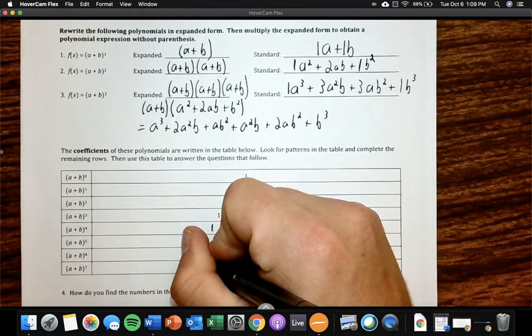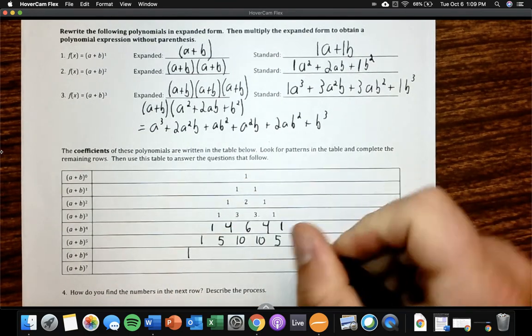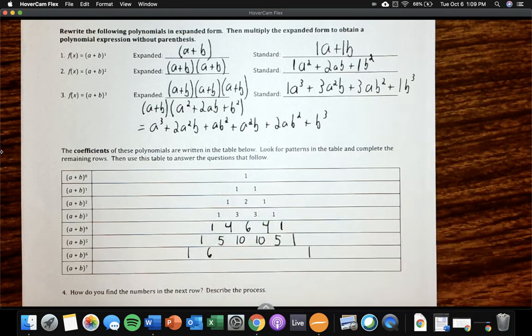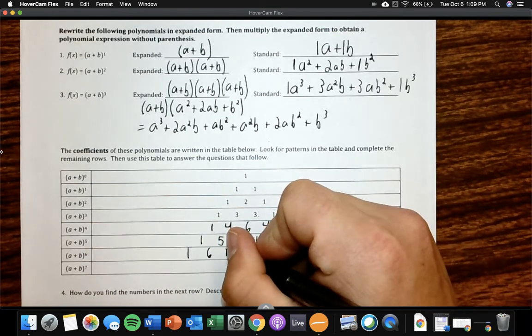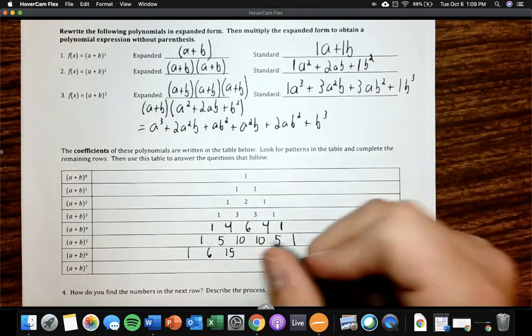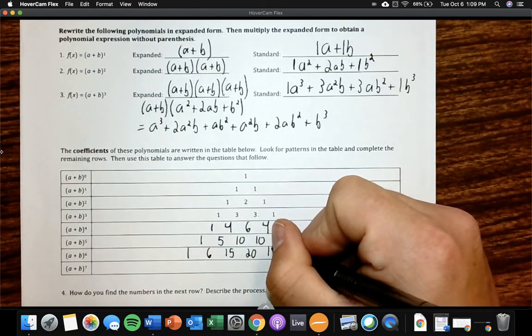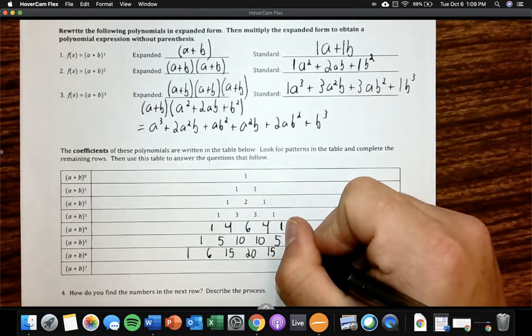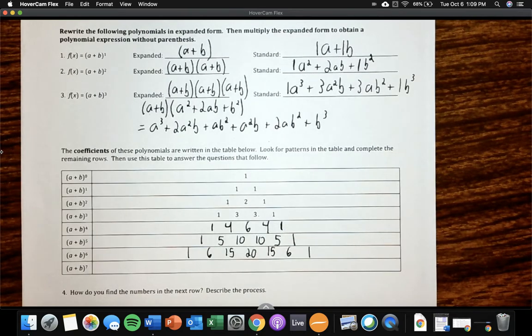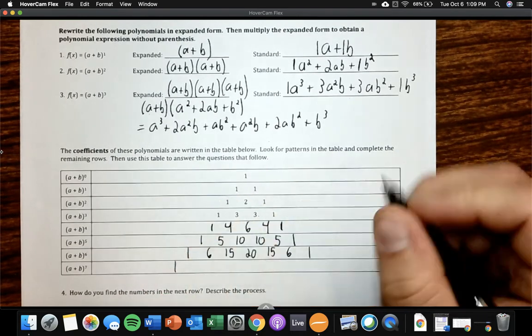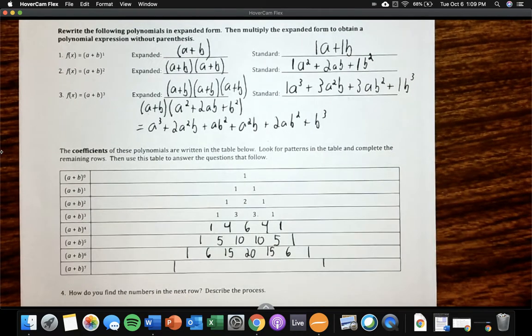All right, and we can keep going. We know there's going to be a 1 on the sides. 1 plus 5 is 6. 5 plus 10 is 15. 10 plus 10 is 20. 10 plus 5 is 15. 1 plus 5 is 6. All right, and then again, last one, there's going to be 1s on the end.